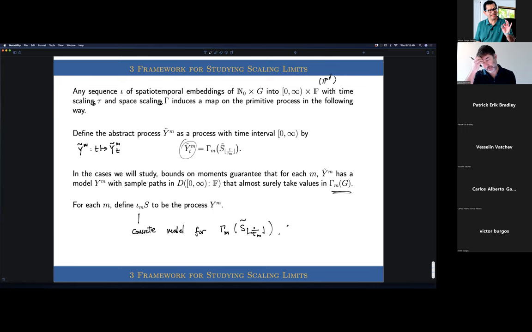Excuse me, did you say that gamma M is not necessarily a group homomorphism? No, it's not. In fact, in the p-adic case, it fails to be a group homomorphism, just barely. And you can change things in the real case so that you can move points a little bit, and so it doesn't have to be a group homomorphism.